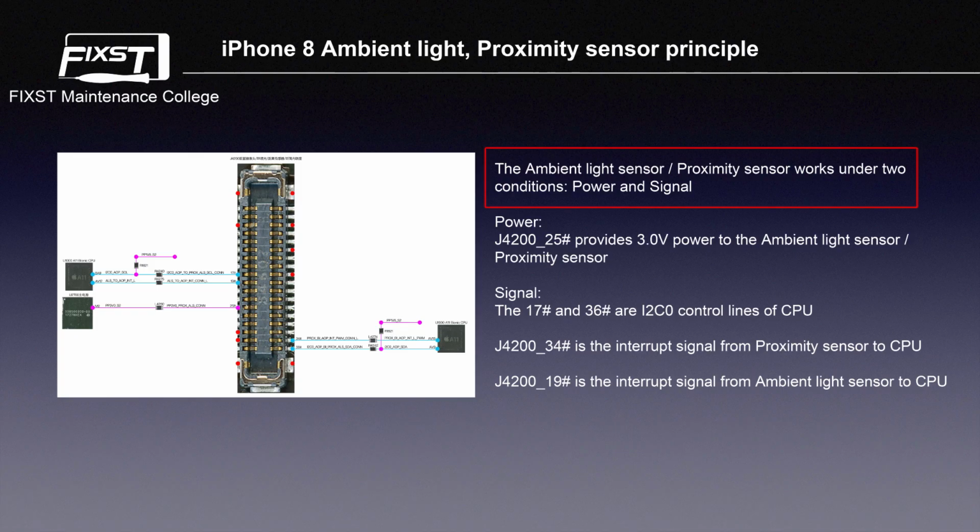The ambient light sensor and proximity sensor work under two conditions, power and signal. One line for power: J4200 pin 25 provides 3.0 voltage power to the ambient light sensor or proximity sensor. And three lines for signal. Pin 17 and pin 36 are the I2C 0 control lines of the CPU. J4200 pin 34 is the interrupt signal from the proximity sensor to the CPU. And J4200 pin 19 is the interrupt signal from the ambient light sensor to the CPU.